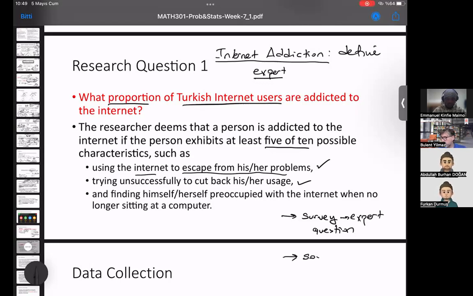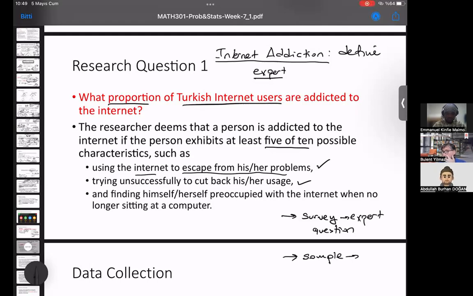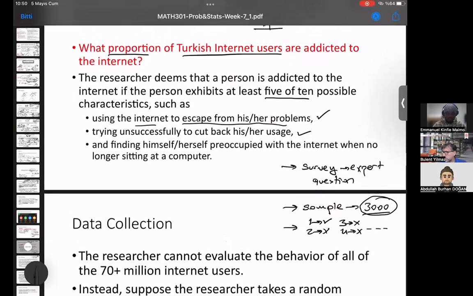Then start selecting a sample, which is, let's say, a certain number of people from the whole 70 million people. So it should be, let's say, 3,000 people. You can use face-to-face surveys or online surveys. And then these 3,000 answers will come. According to your answers, you're going to say the first person is addicted, the second person not addicted, third person not addicted, fourth person not addicted, and so on. There will be 3,000 answers.